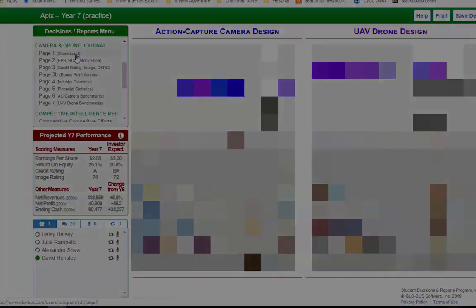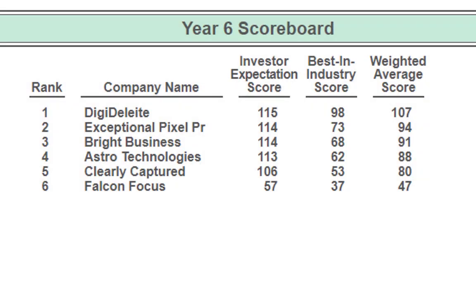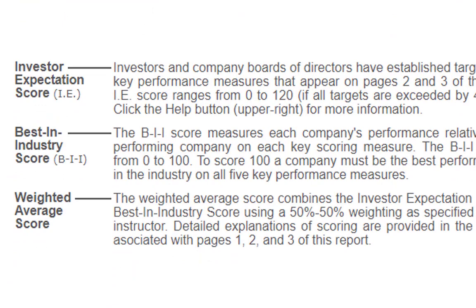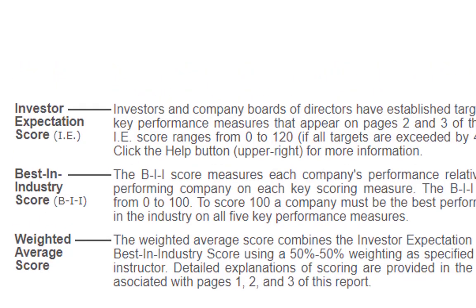If I click on Scoreboard, here we have the Year 6 Scoreboard. Normally the first question students have is, what does it mean by investor expectation score, best in industry score, and weighted average score? If you scroll to the bottom of the page, it details each and every category and how it is defined. So make sure you review that information. So let's go back up top.